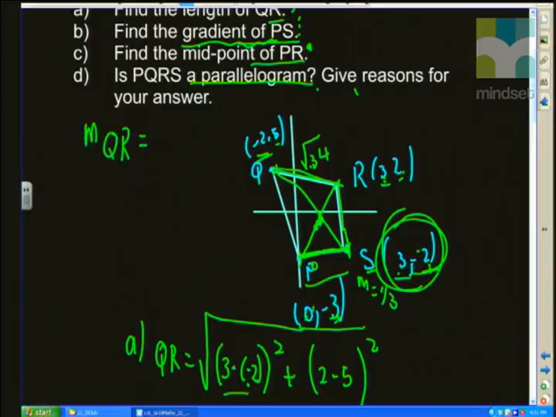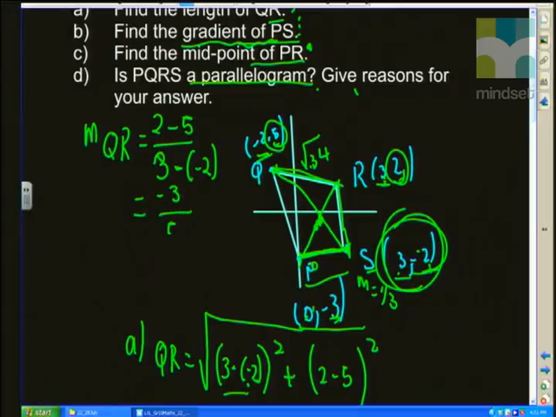All right. So remember, your gradient is going to be y2 minus y1 all over x2 minus x1. And again, use your brackets so that your signs don't get confused there. 2 minus 5 is negative 3, all over 3 plus 2 is 5, and you get the gradient of QR is negative 3 over 5. So guys, that would be enough.